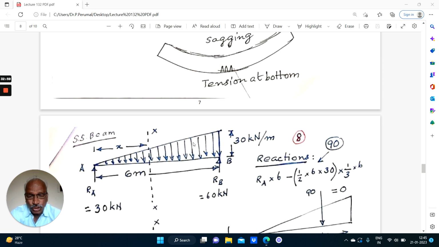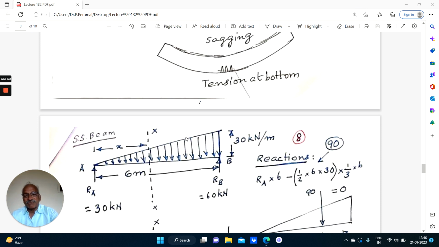Coming to this load, it is a uniformly varying load. So the total load will be half into 6 into 30, where 30 is the ordinate. Half into 6 into 30 is the total load, the area of the triangle. The total load will be acting at its centroid, that is 1/3 of the distance from this end, namely 1/3 of 6 equal to 2 meters, or 2/3 of 6 meters from the left end.